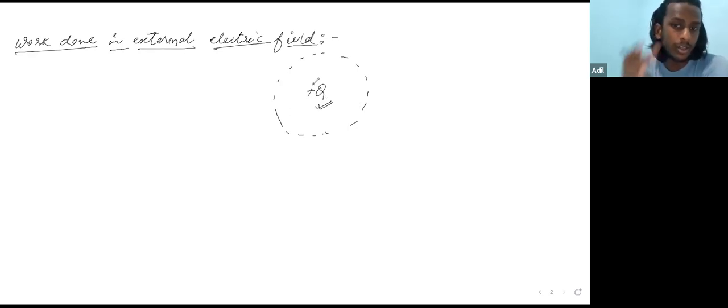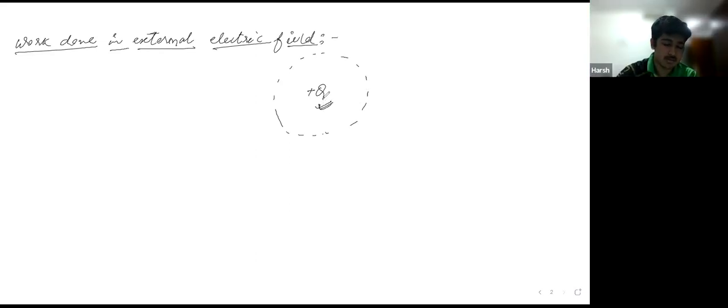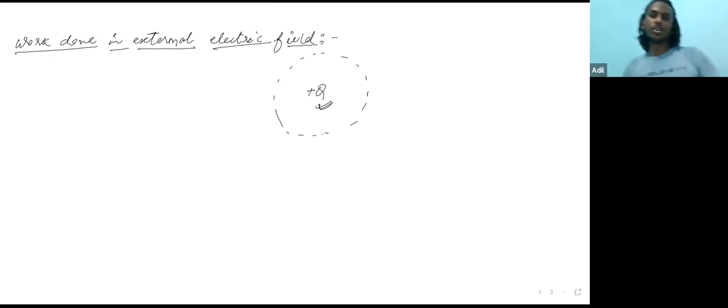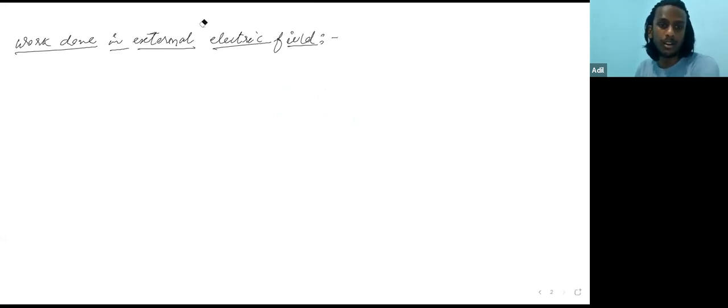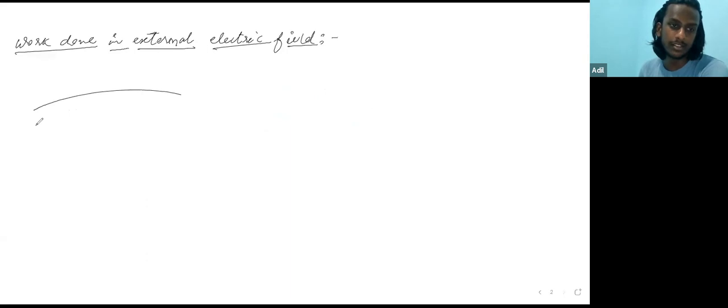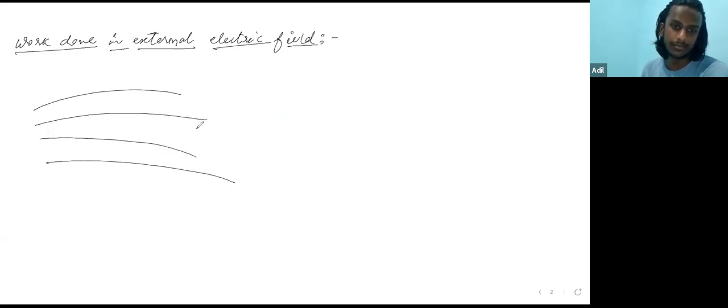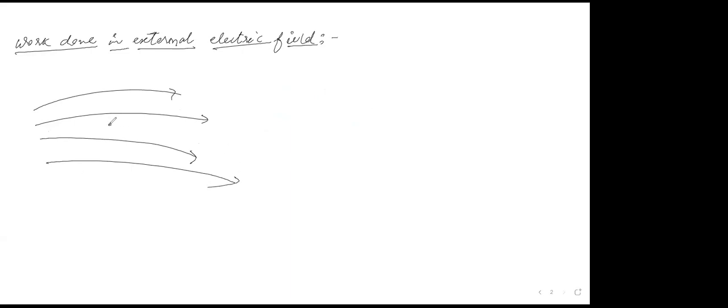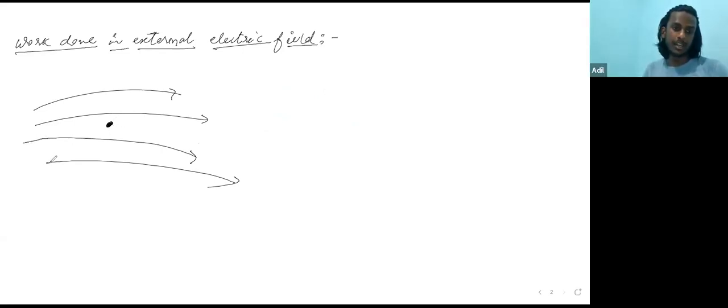But in this heading, we are going to discuss the work done by the charge in an external electric field. External in the sense an electric field which is not created by this charge. It is from outside, right? So note it down. We are taking here an electric field like this. These are your electric field lines. We have taken here a charged particle at this position.